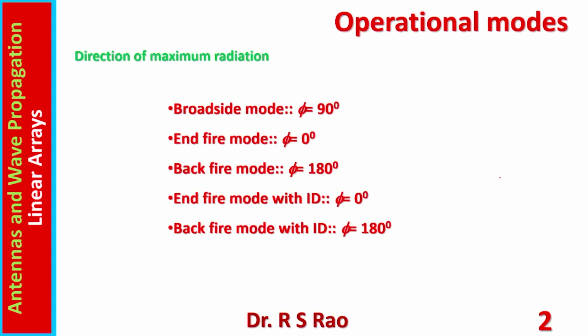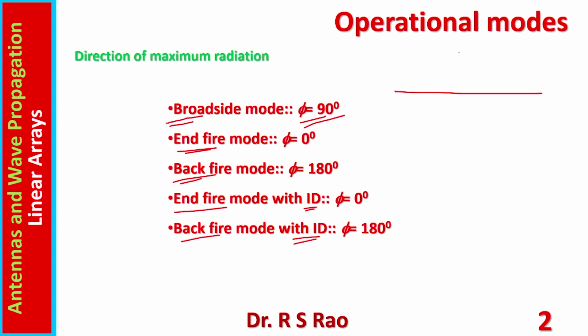Important modes are broadside mode, end fire mode, backfire mode, end fire mode with ID, and backfire mode with ID. ID stands for increased directivity. In case of broadside mode of operation, direction of maximum radiation is normal to the length of the array. Mathematically, that direction can be described as phi equal to 90 degrees.